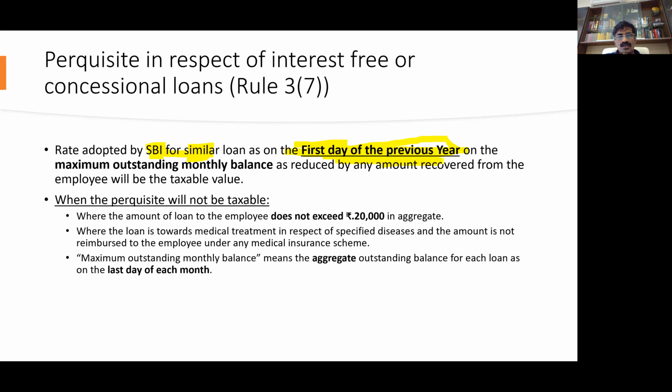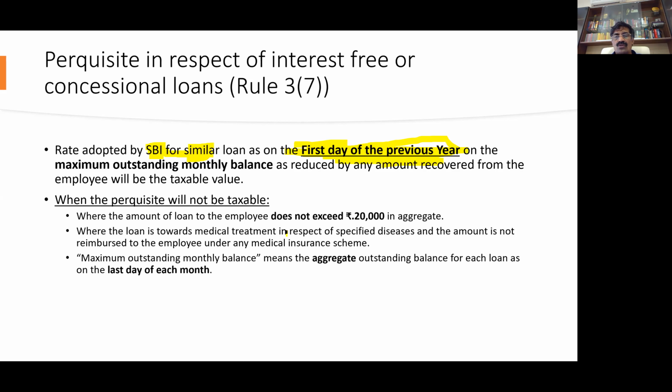So maximum outstanding monthly balance is to be used as a basis in case some repayments happen. 9 out of 10 exam problems, no repayment will be given. The answer is easier: take it for the full year. But suppose there is some repayment, you have to go by the maximum outstanding monthly balance, which is defined in the rule as the aggregate outstanding balance for each loan as on the last day of each month. So that's a very interesting point.